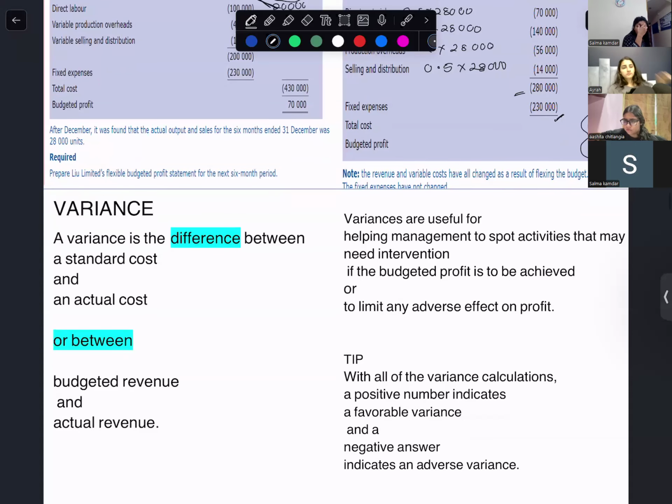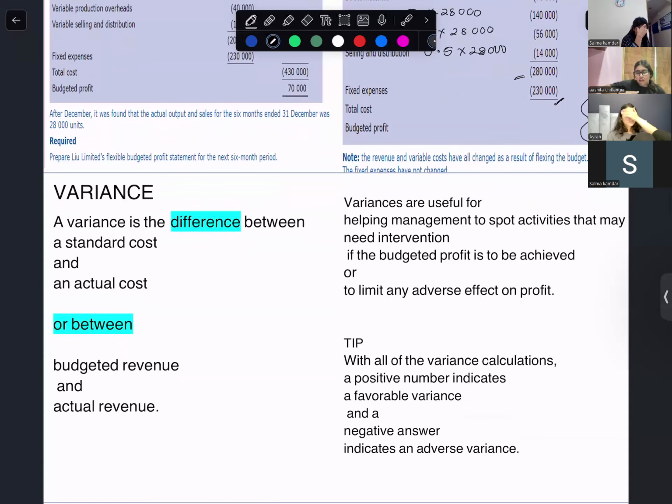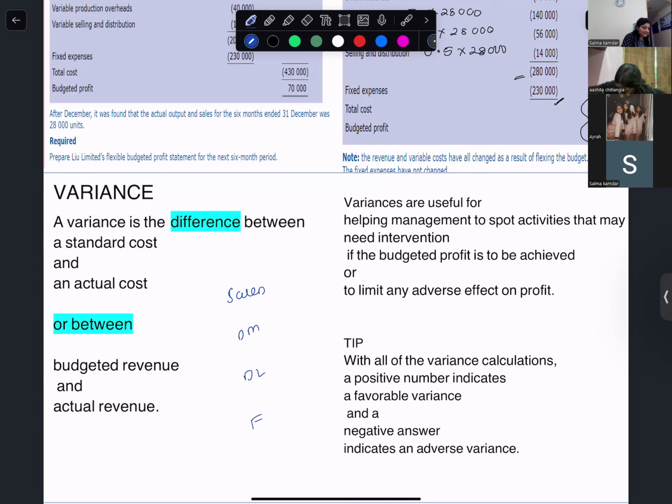Come on, tell me what is a variance? Variance is the difference between standard cost and actual cost. So it can be the difference between your standard cost and actual cost, or it can also be a difference in revenue, budgeted and actual. So name the 4 different variances that we are studying over here. Sales variance, direct material, direct labor, and fixed overheads.